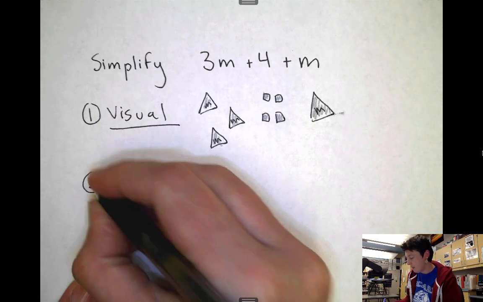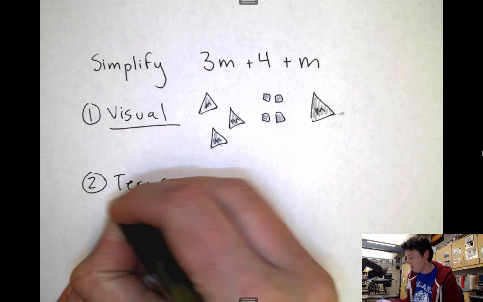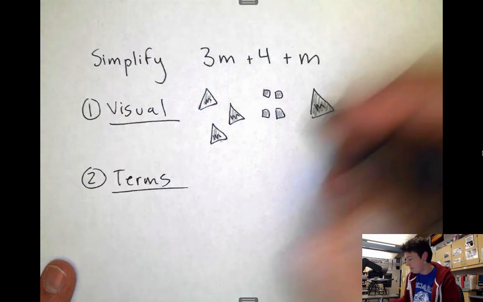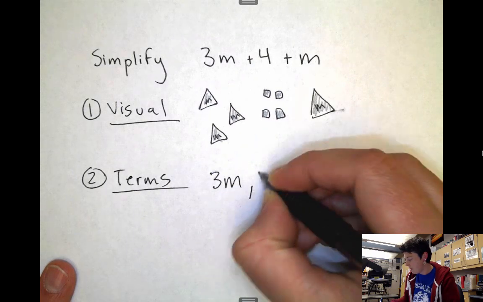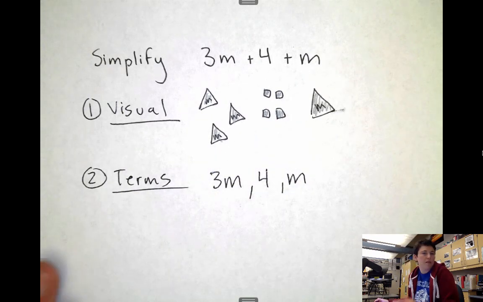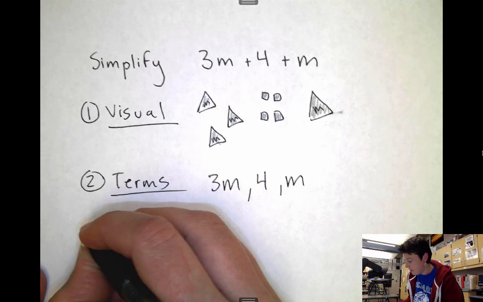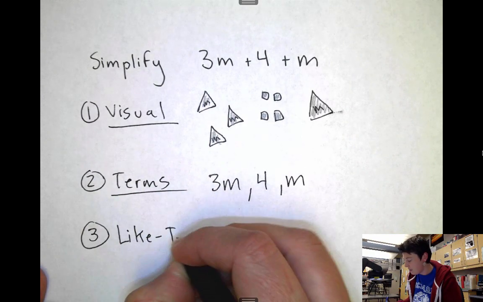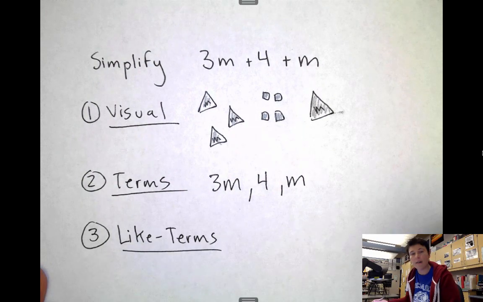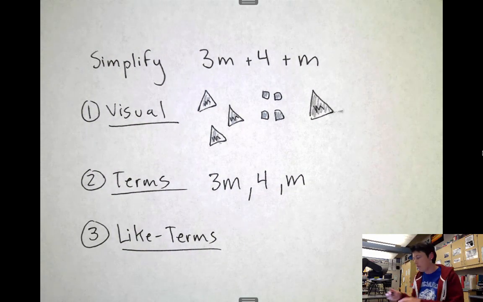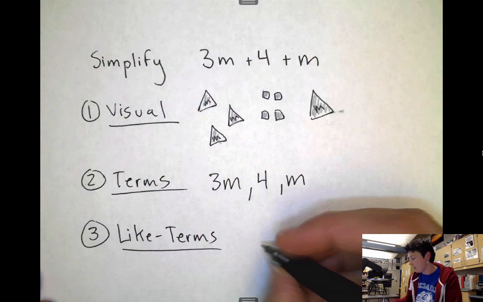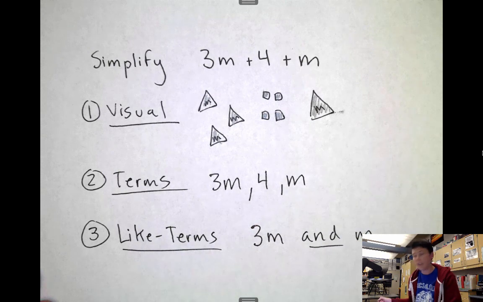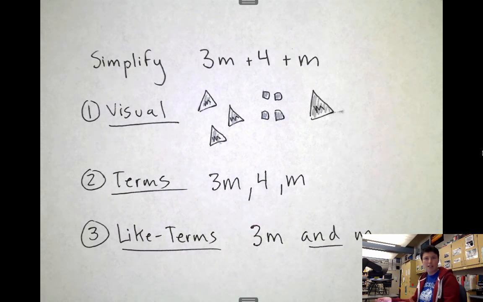Now I'm going to list out my terms. Okay, well, terms are the list of things that I have here. I have a 3m, a 4, and an m. Done. Those are my terms. Okay, step 3. Let's do like terms. My like terms are my matching ones. What matches up? Well, the triangles, the m's that I invented, the 3m and the m, those are like terms. 3m and m. Those go together, but that's it. I don't see anything else that counts as a like term.